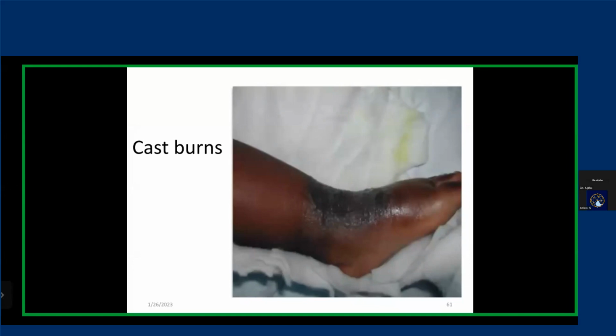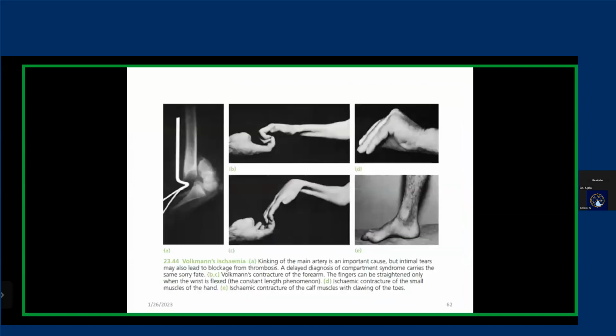So it's a balancing act, it's a skill, but make sure, as their skin is very sensitive. If the cast touches their skin, this is what's going to happen. And if we don't pad them well, this is what follows.